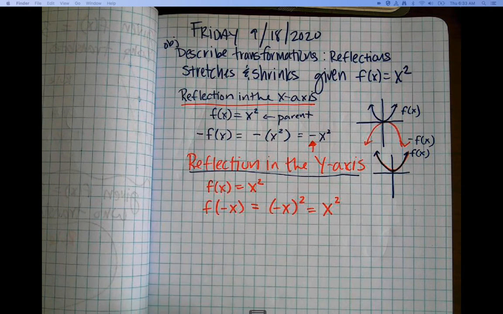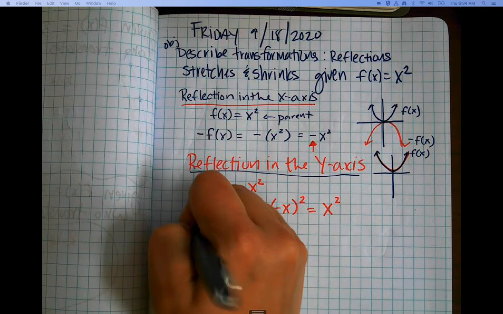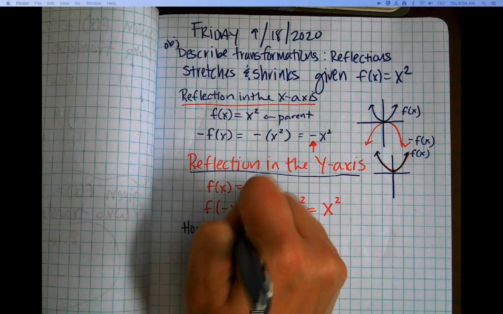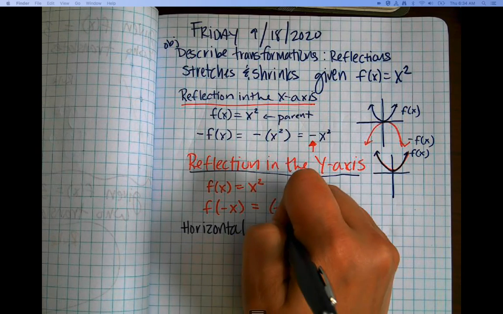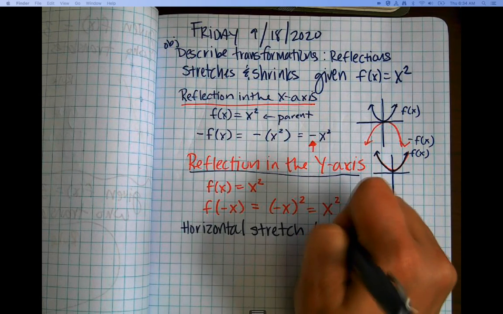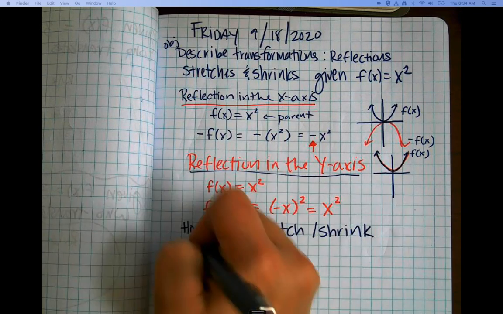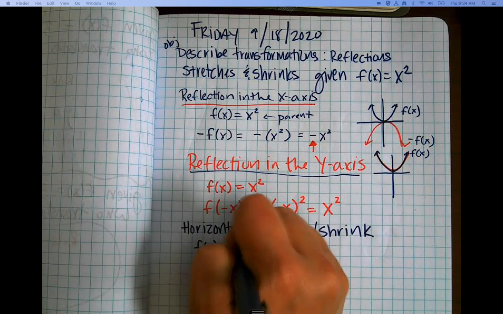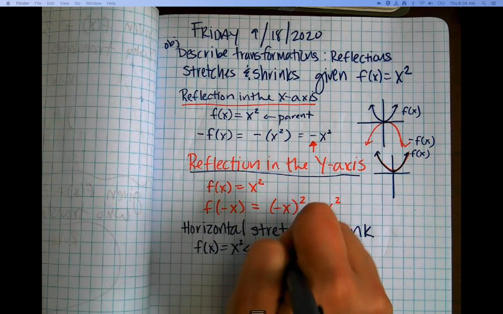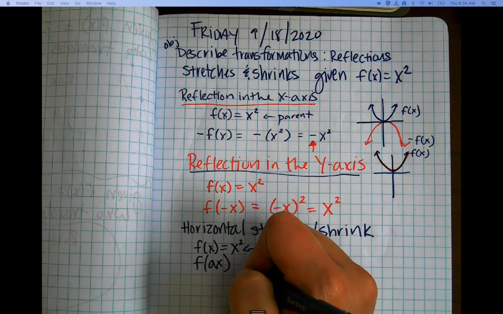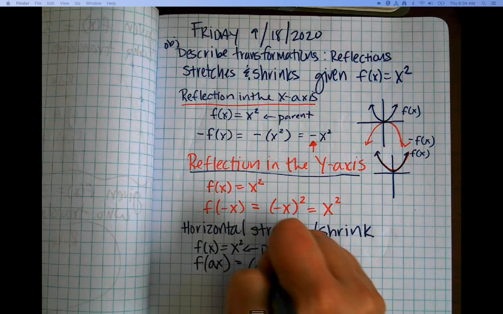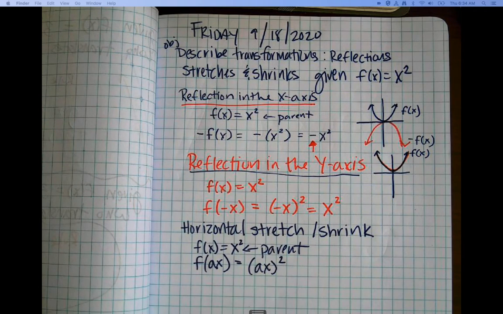And when we talk about these, we also do the stretches and shrinks. So remember that you have a horizontal stretch or shrink. If we start with f of x equals x squared, which is the parent, and we've done something to it where there's a value being multiplied by the x. Notice this a is inside of these parentheses.